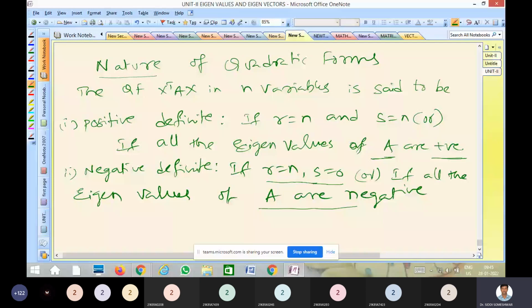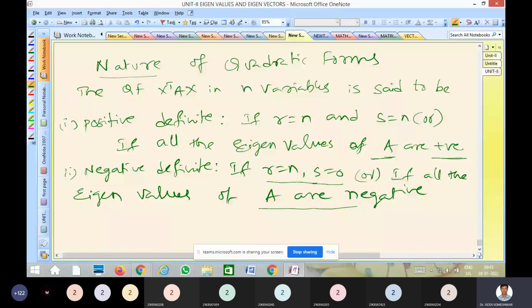Otherwise you can check the eigenvalues. They are greater than or equal to 0. All the eigenvalues are greater than or equal to 0, meaning there is at least one eigenvalue which is 0 here. If at least one eigenvalue is 0, then we can say that is positive semi-definite.